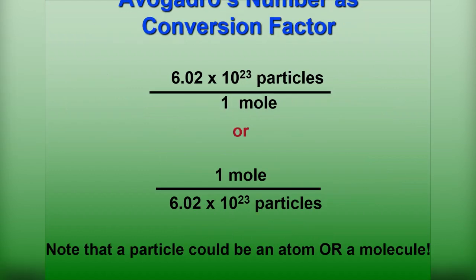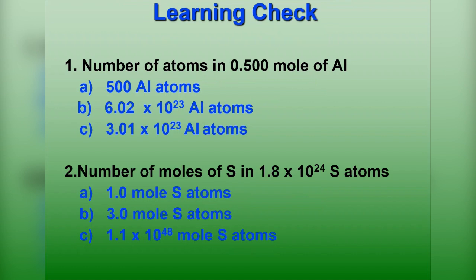Avogadro's number as a conversion factor. So 1 mole of anything contains that many particles. So the conversion factor depends on the format of the question. Learning check. 0.500 mole of Al. How do we find it? What is the conversion factor we will be using? Let me show you.